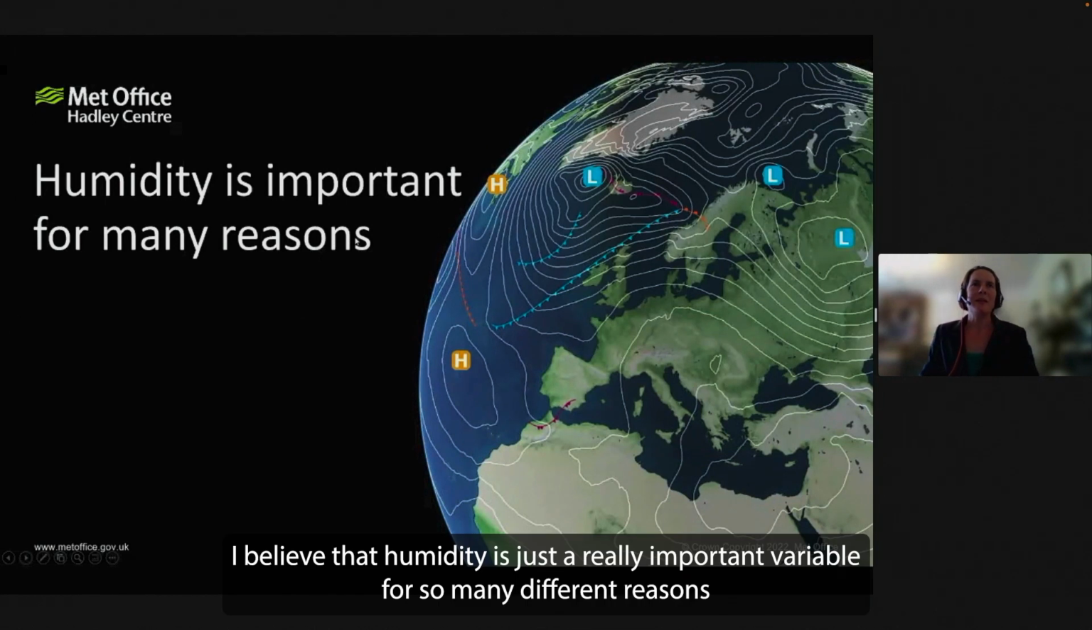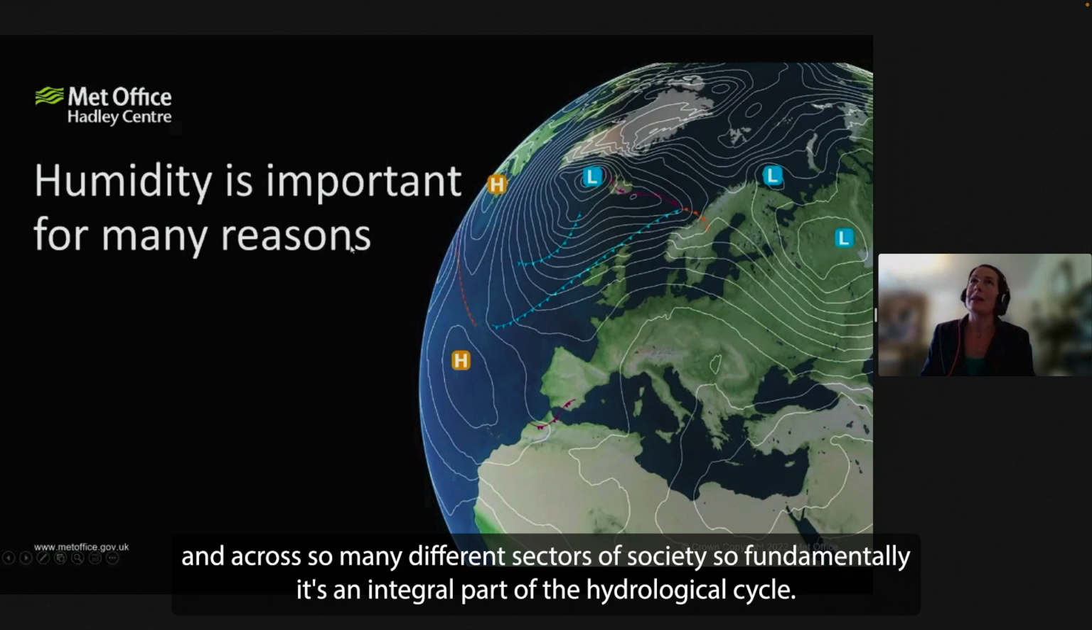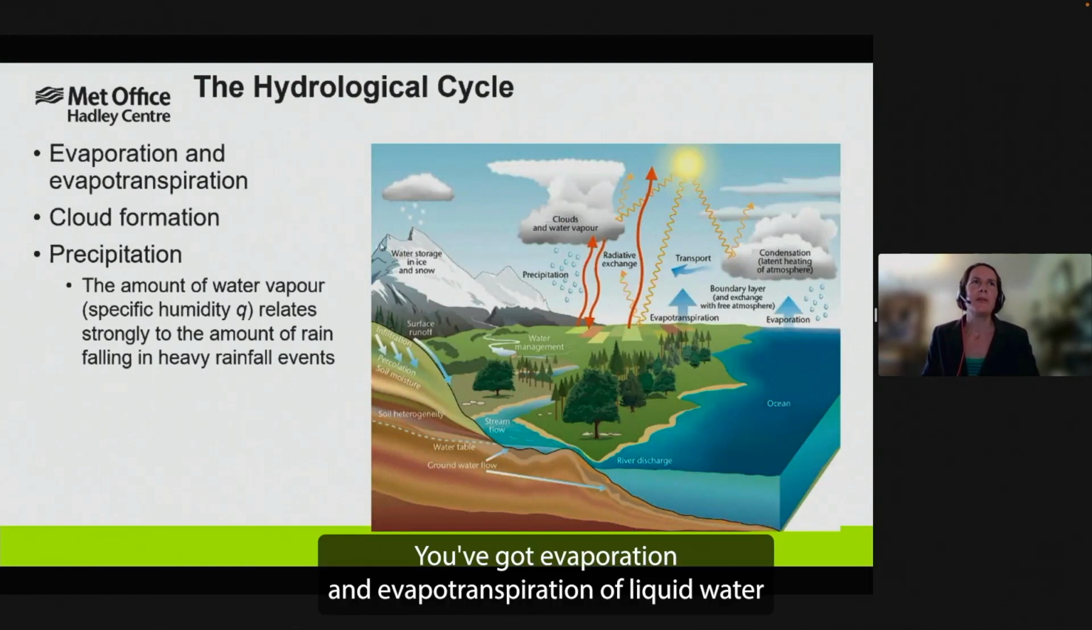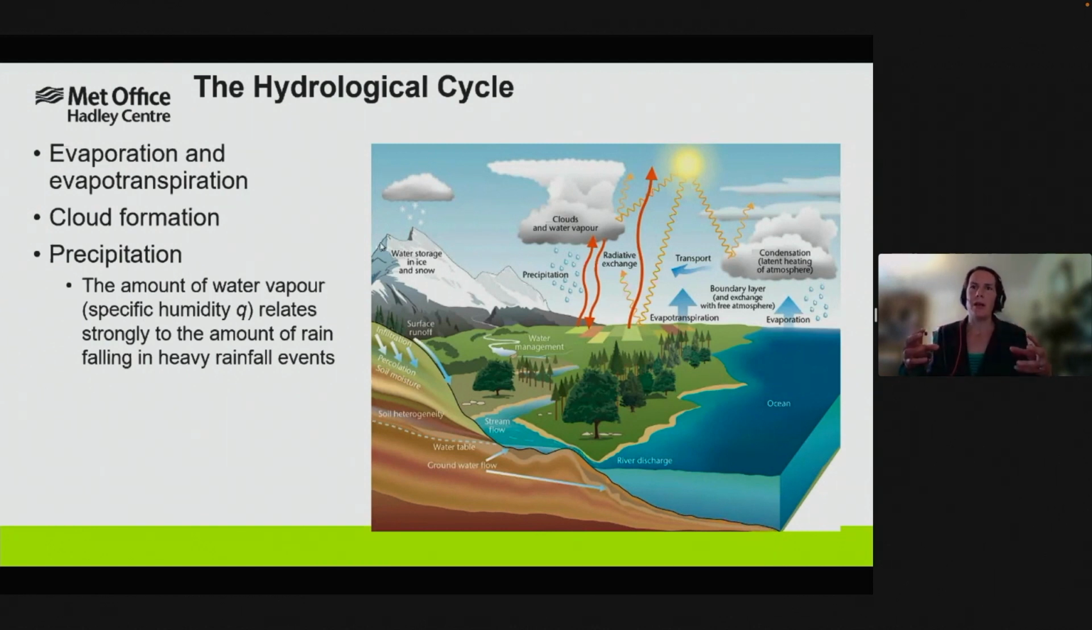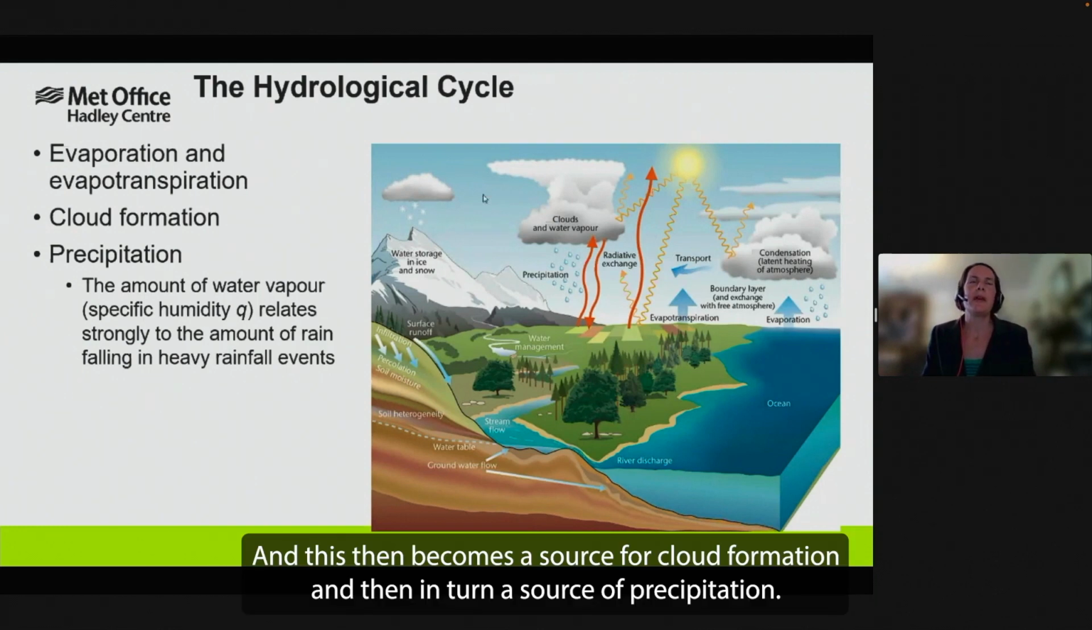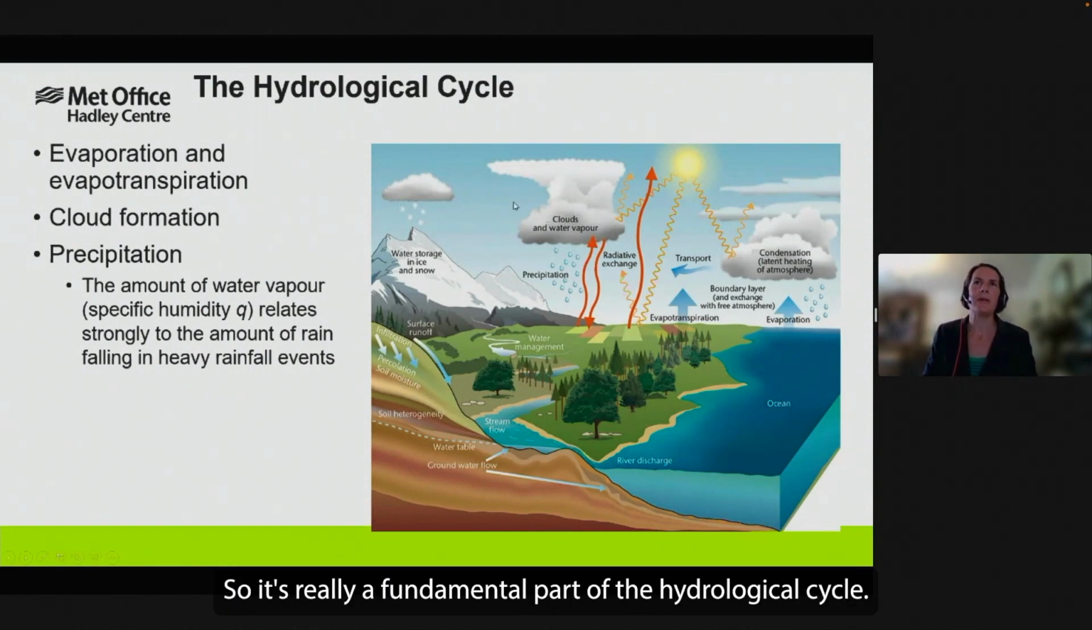I believe that humidity is just a really important variable for so many different reasons and across so many different sectors of society. Fundamentally, it's an integral part of the hydrological cycle. You've got evaporation and evapotranspiration of liquid water into the atmosphere, into a gas, into water vapor. And this then becomes a source for cloud formation, and then in turn a source for precipitation. So it's a fundamental part of the hydrological cycle.